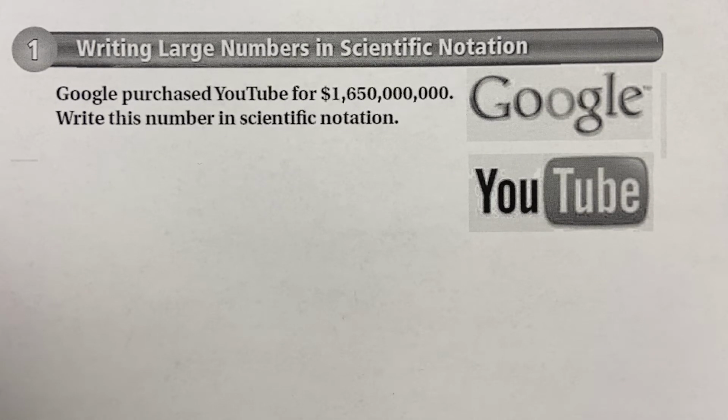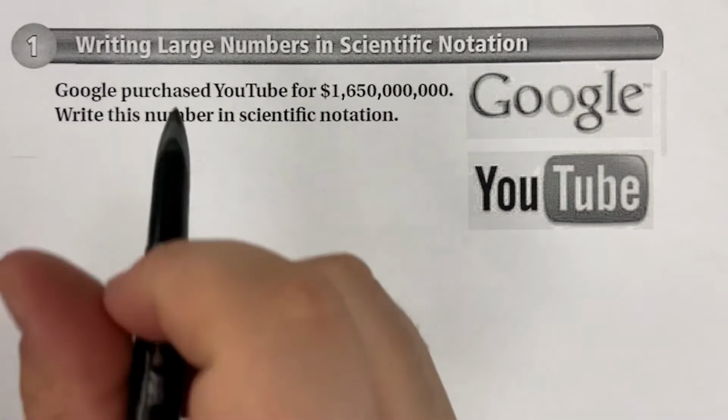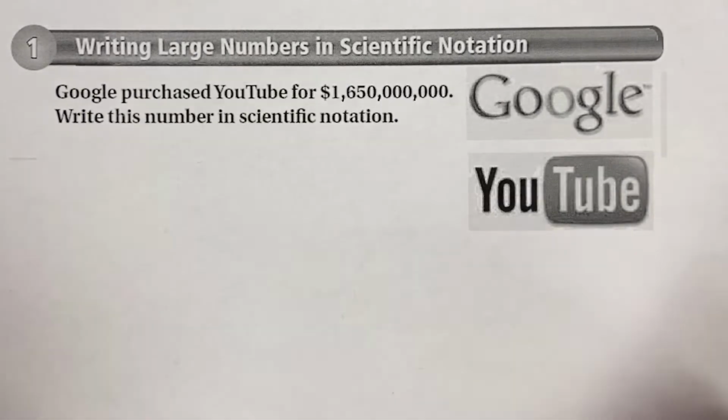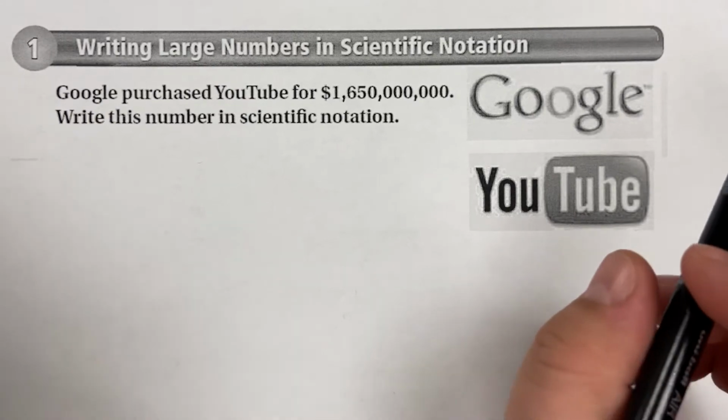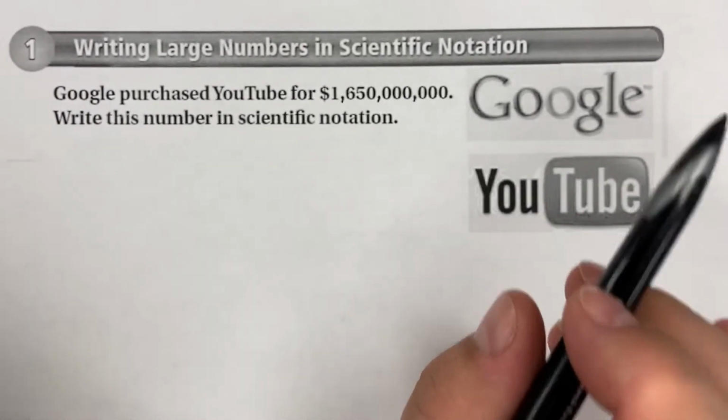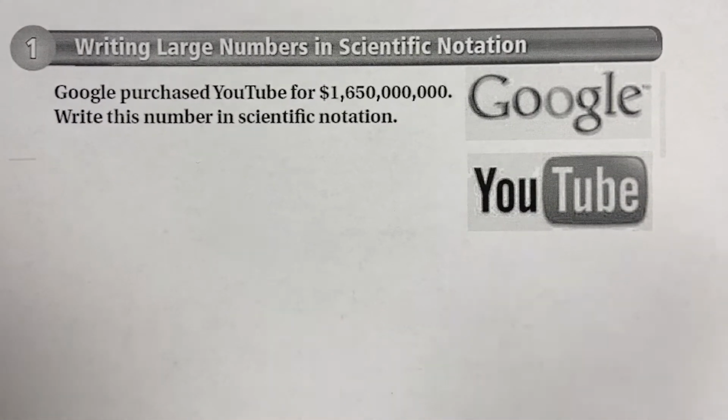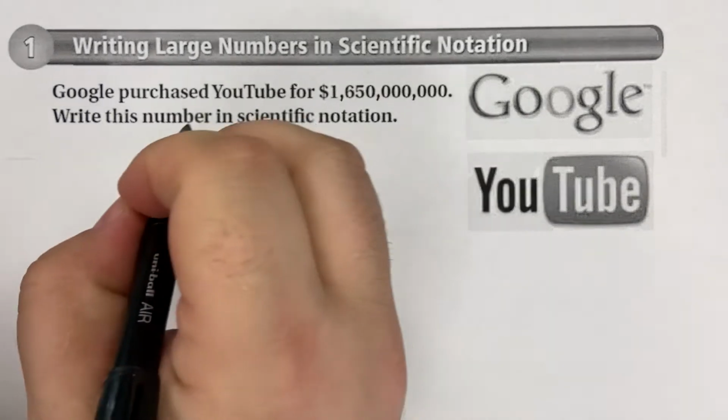instead of $1,650,000 or $1,000,000. Wow, I said thousand. Ooh, I'm getting tired. So we're going to write this in scientific notation, and this helps us understand how we have shortcuts like $1.65 billion. So let's get to it.